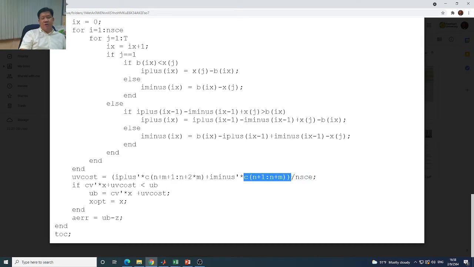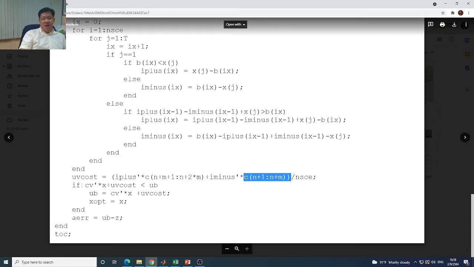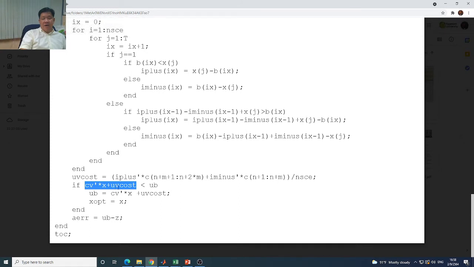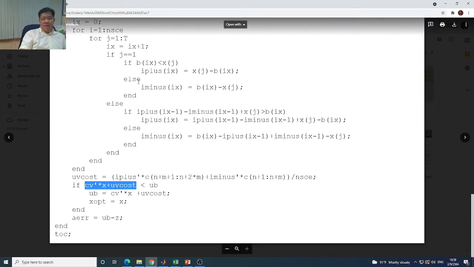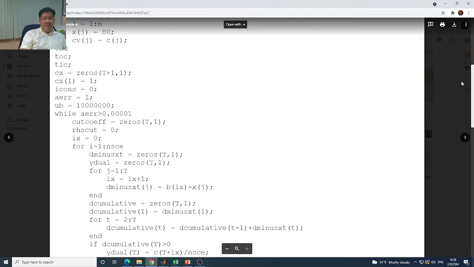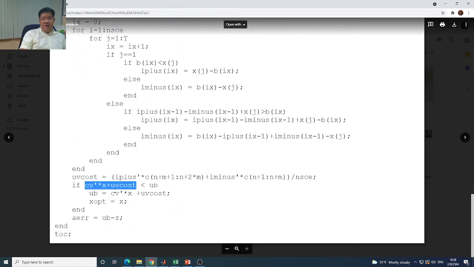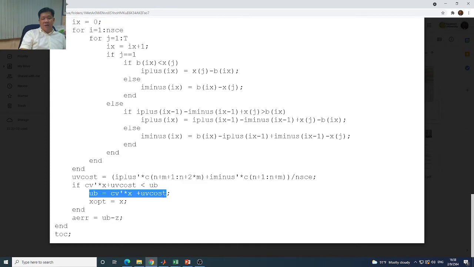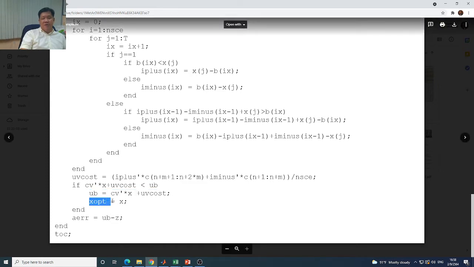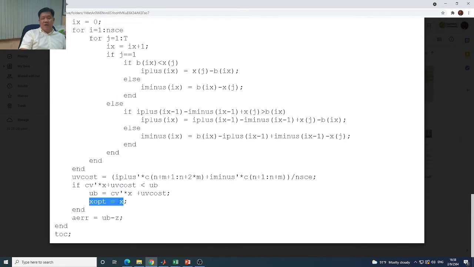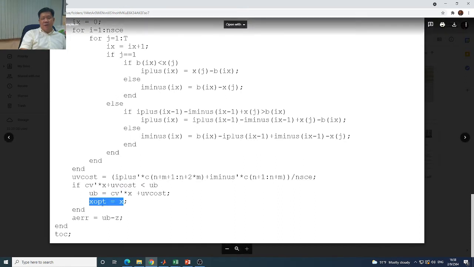And certainly, based on uniform distribution, we're going to divide it by the number of scenarios, and then we check whether the objective function, which is the new upper bound, based on the solution found in this iteration, is better than the previous upper bound. You know that our initial setting of the upper bound is a very large value. So in the very first iteration when they find a solution, they normally replace the upper bound with the current best solution that they found. And the optimum solution X will be kept in X OPT.